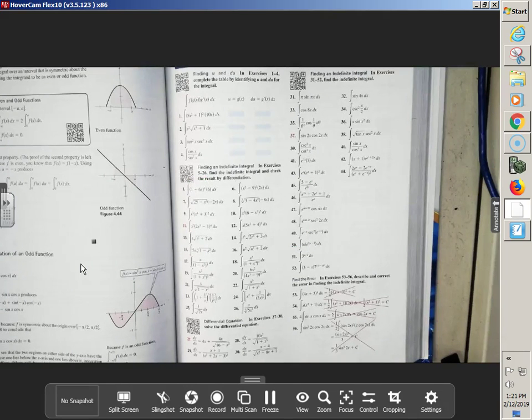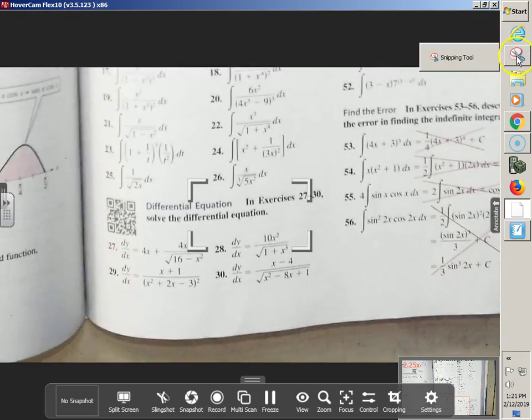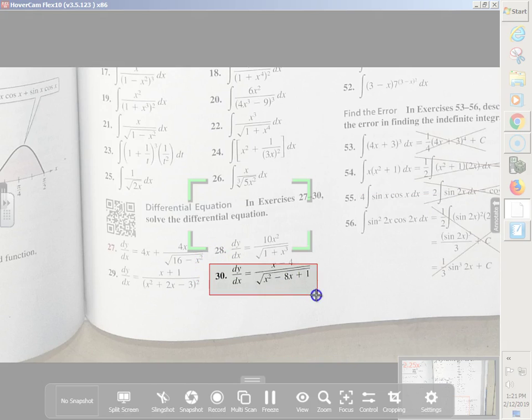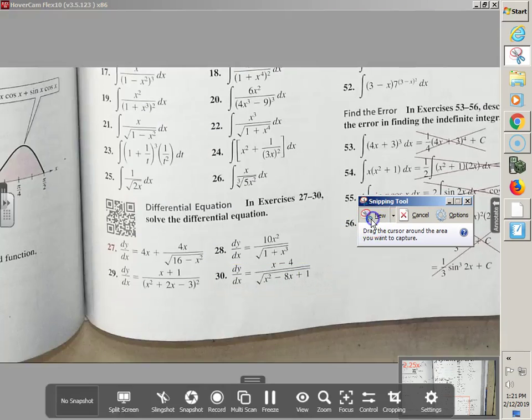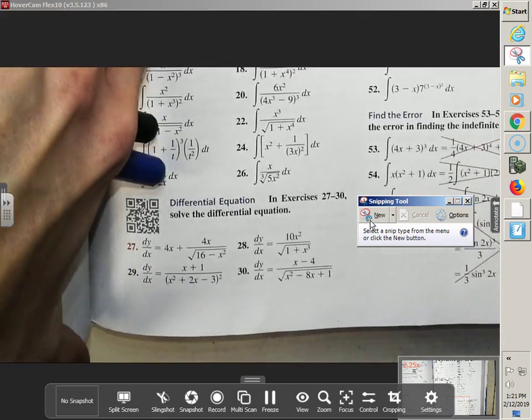Yeah, Dean. Same about 30? Let's look at 30 first. So number 30. We're just solving the differential equation. Oh, hey, it's written with a dy dx already. That's nice.